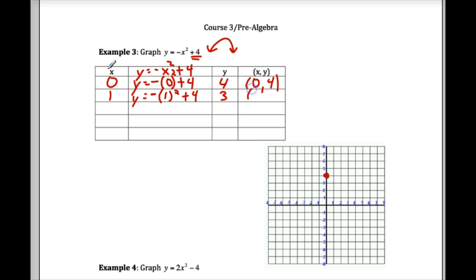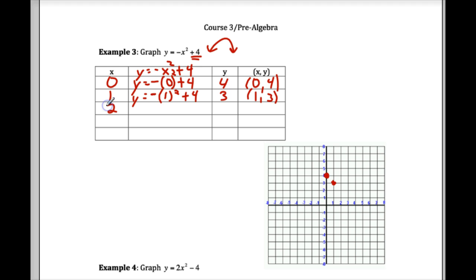So the point is 1, 3. And here's our downward move. Remember, we know it's going to go down. Let's try 2. If it is a negative, wouldn't it become a positive? Yes, but then the negative sign in front turns it back to a negative.